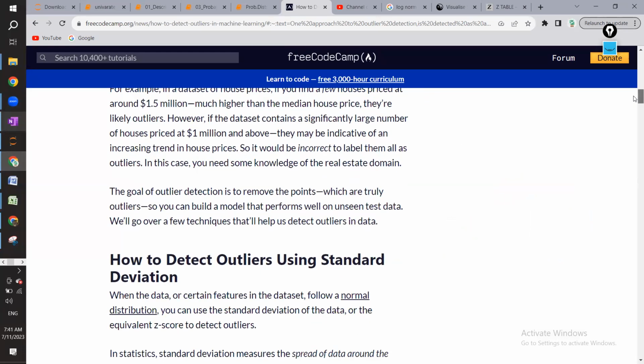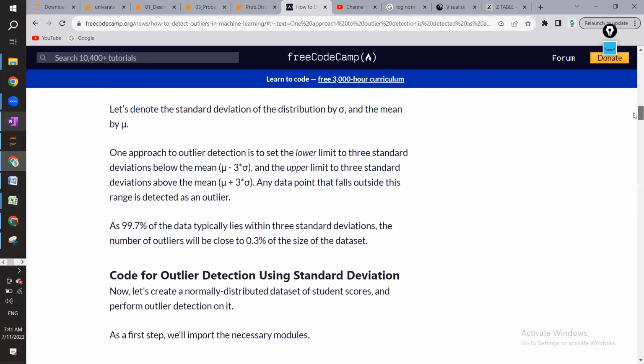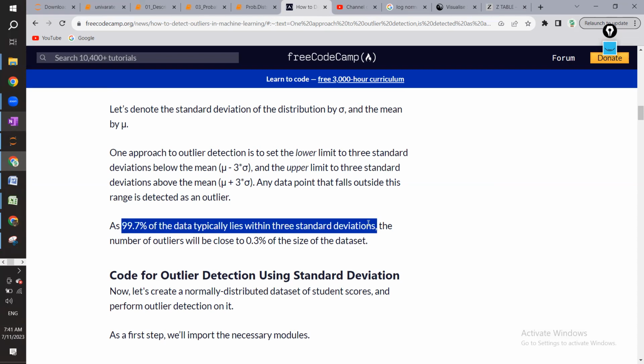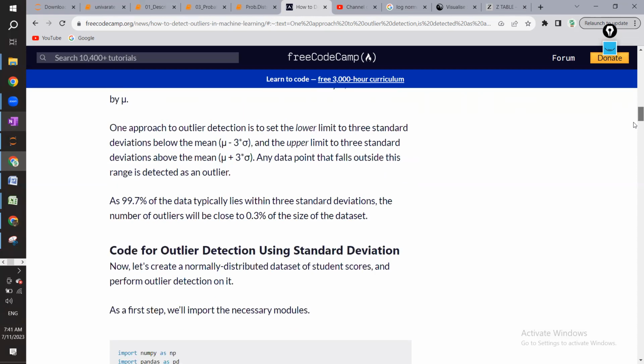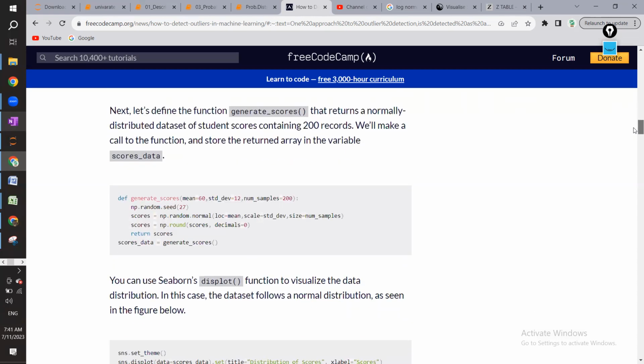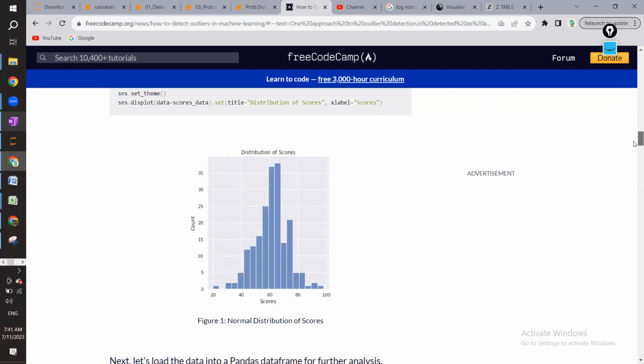See, he is saying how to detect using standard deviation. Standard deviation here means directly mu minus 3 rho to mu plus 3 rho; the lower limit and upper limit will be that. He's also saying 99% of the data typically lies between these, so the number of outliers will be close to 0.3. And the same code he uses, nothing new.